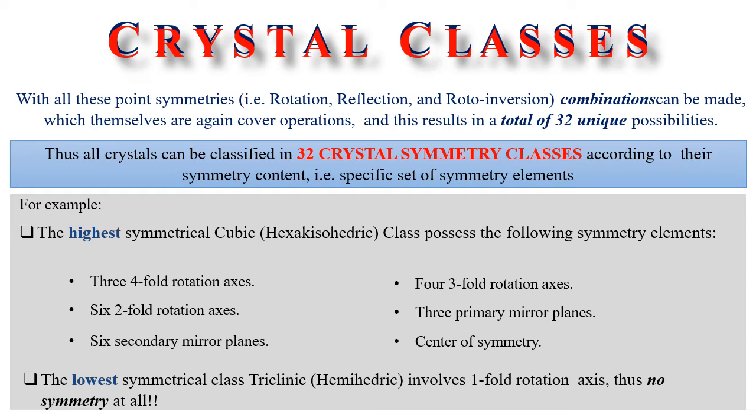So a cubic class possesses 3 4-fold axes of rotation, 4 3-fold rotation axes, 6 2-fold rotation axes, 3 primary mirror planes, 6 secondary mirror planes and a center of symmetry. The lowest symmetrical class is the triclinic class that involves a 1-fold rotation axis. Thus, it has no symmetry at all apart from the center of symmetry.